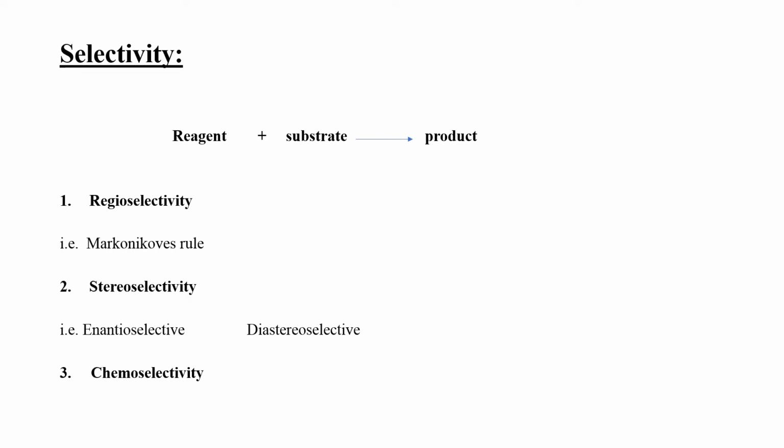Now come towards chemoselectivity. Chemoselectivity means in which group the reagent reacts. If we have two functional groups in a substrate, then at which functional group will the reagent react? Actually, chemo means chemistry. So here we will discuss the chemistry of the reaction, how the reaction takes place, or in which group the reagent will react. Let us discuss it in the next part of this lecture.